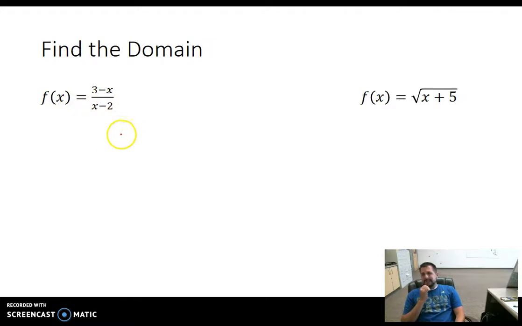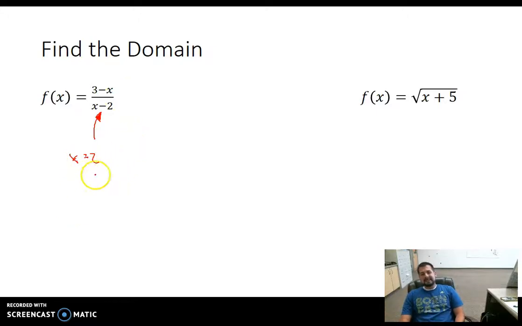If I'm looking for the domain, I would say that I'm good to go, and you're almost always good to go, except you'll notice on the bottom here, there is one number that if I put it in for x, I would be dividing by 0. And that number is x equals 2. If I took 2 and substituted it into this function, I would see that I've got 2 minus 2, which gives me 0 on the bottom, and I want to avoid that. I cannot divide by 0.